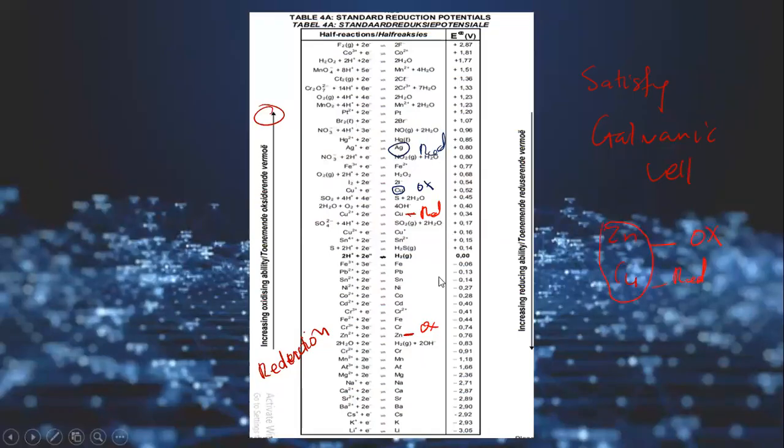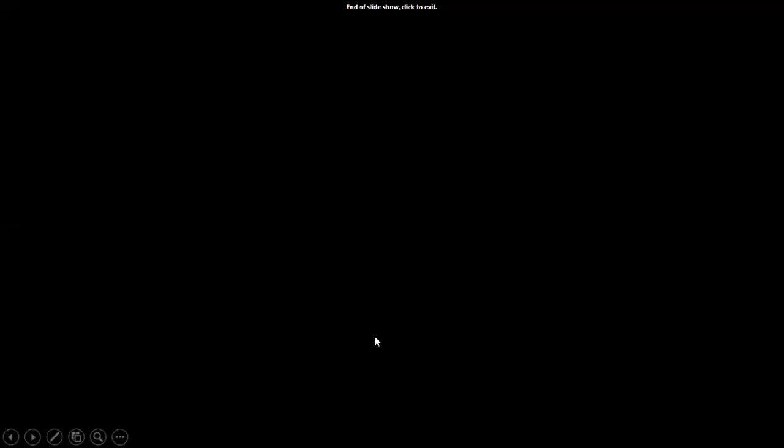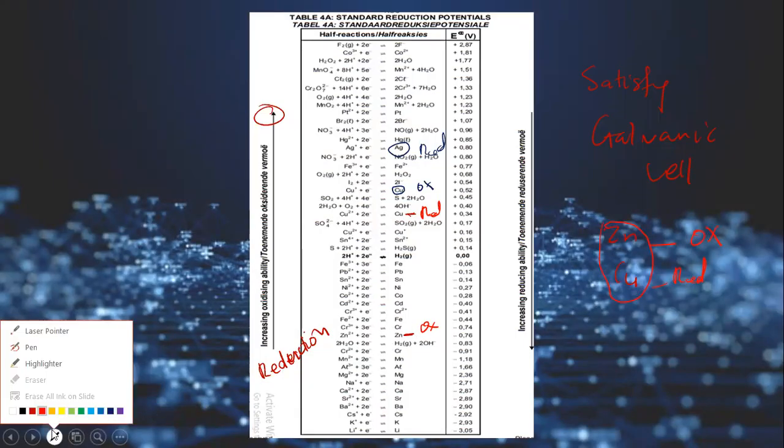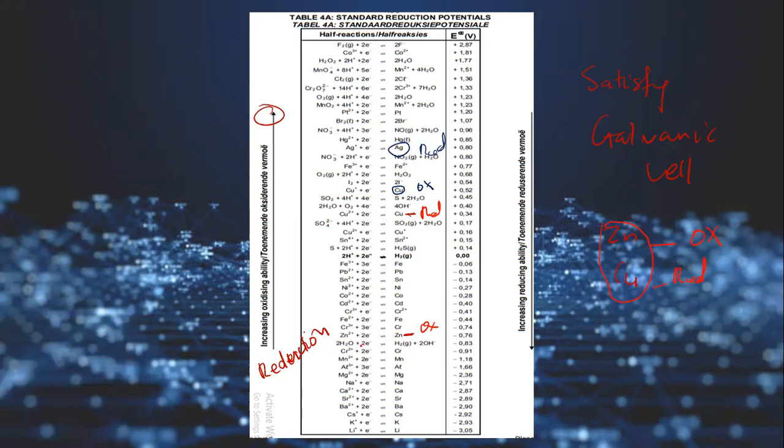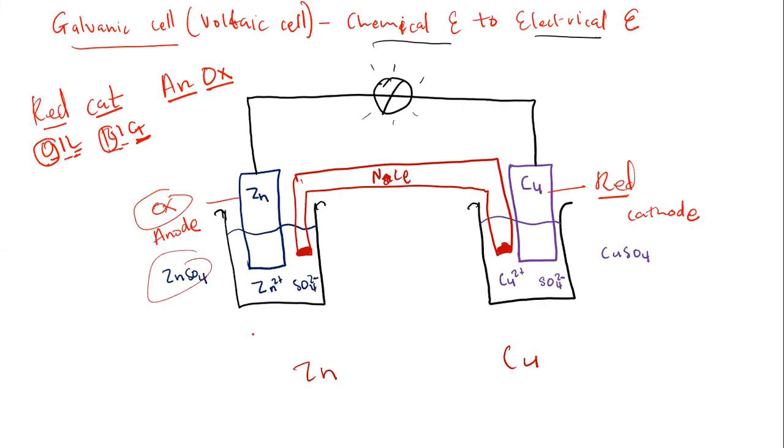Let's go to our table, and let's talk about zinc. Zinc will most definitely lose a maximum of 2 electrons. So that means the half reaction for zinc: this zinc electrode will lose how many electrons? 2 electrons. And therefore, when zinc loses 2 electrons, what are we going to have?